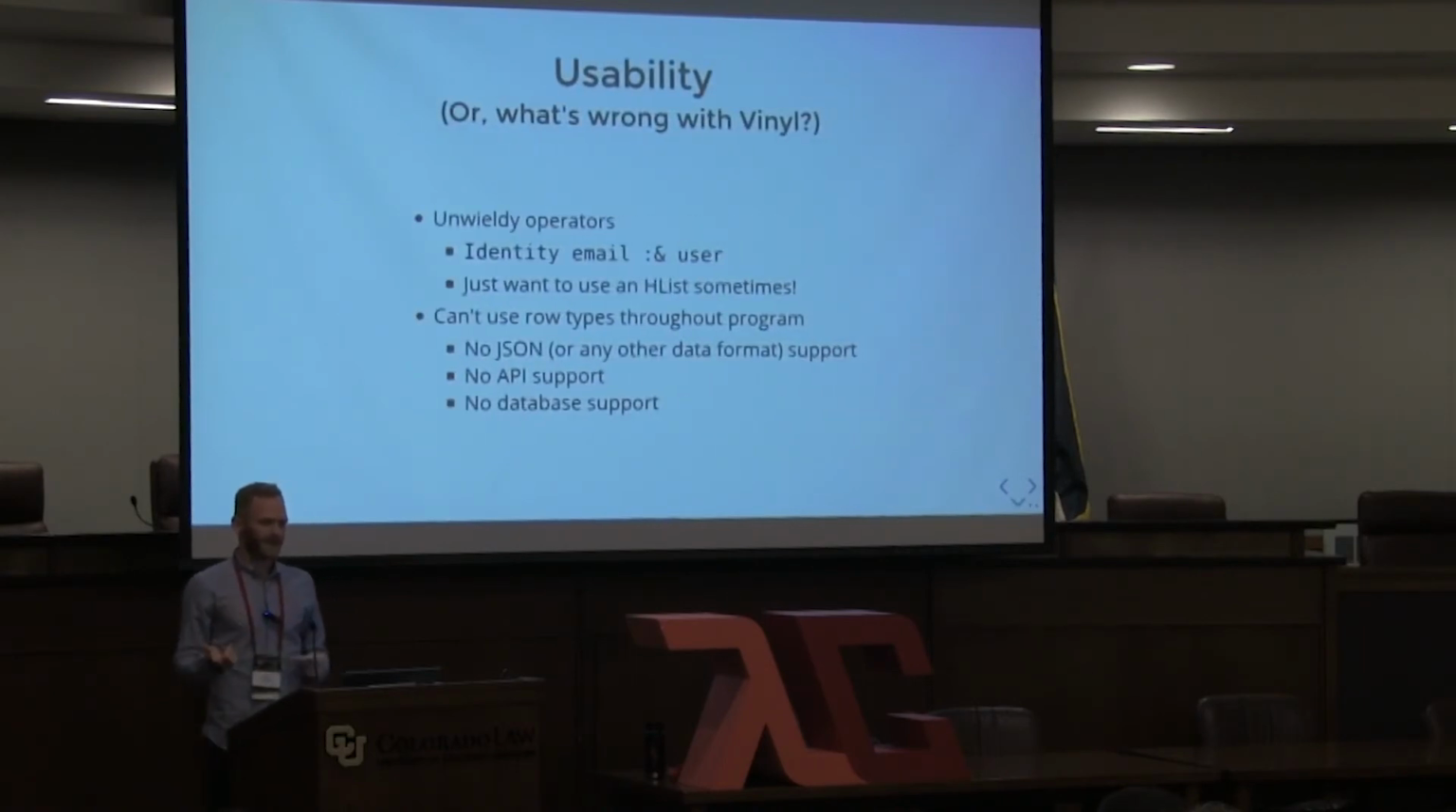The first thing that you might have noticed is that this identity email thing is just so stupid. It's really pedantic. So I don't want to use identity and wrap all my values in identity anymore. And the other thing is that we can't use row types throughout our program, because there's no way here to talk to a database or parse any kind of data format like CSV, JSON, whatever.